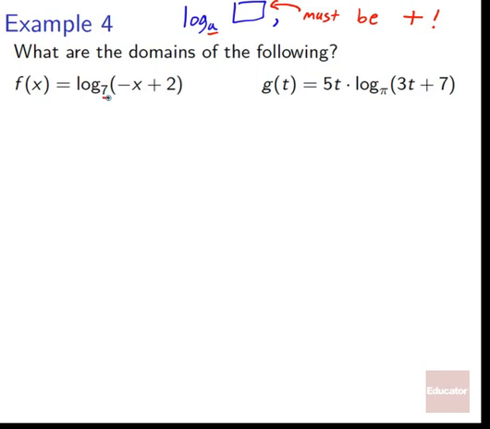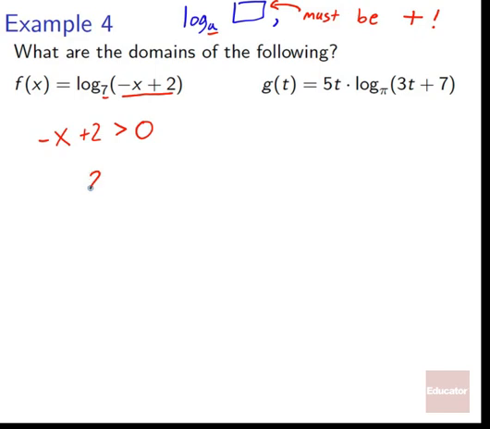So it doesn't matter if it's base 7 or base 50 billion. Whatever the logarithm is operating upon has to be greater than 0, has to be a positive number. So we know the thing that log is operating on here is negative x plus 2. So we know that negative x plus 2 must be positive. It must be greater than 0.